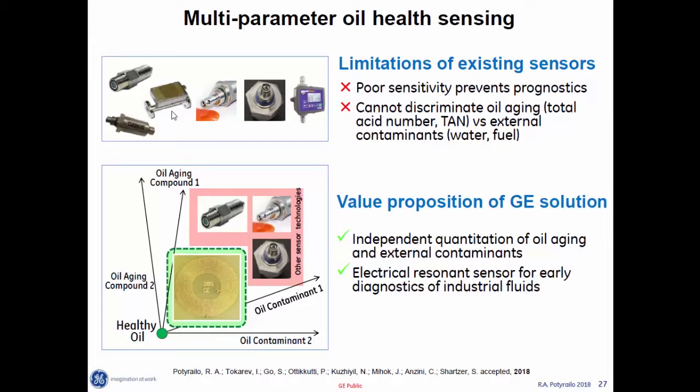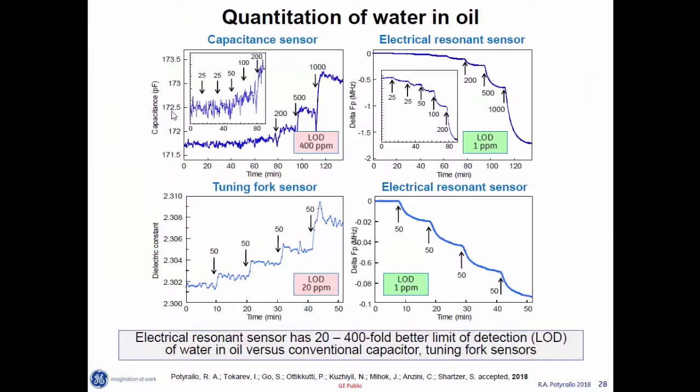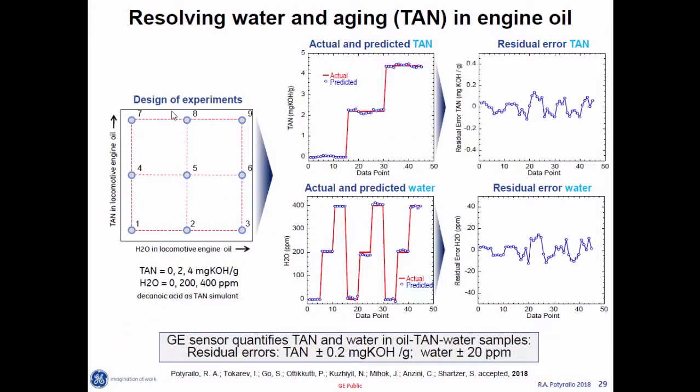The reason that we're measuring oil properties is that existing sensors, although they're installed in different assets, cars and so on, are not as sensitive as you would like, and they're not discriminating between the different components in oil, such as water contamination and aging, such as total acid number. When we compare the responses of our sensor with conventional ones, like a capacitance sensor and tuning fork, the responses are from 20 to 400 times better than conventional ones.